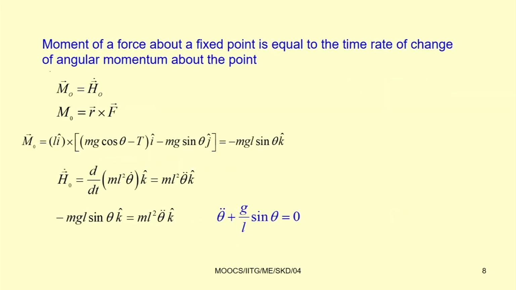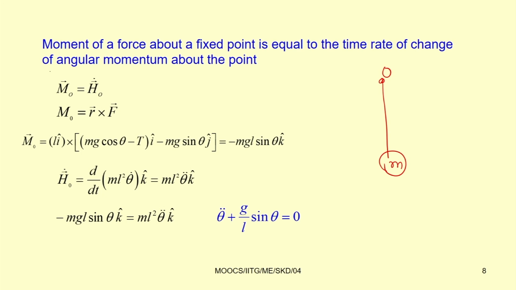Let us apply the moment method also to find this equation of motion. Here we applied F equal to mass into acceleration, but we can apply moment also. The moment of a force about a fixed point, here O, about which the mass m is rotating, is equal to the time rate of change of angular momentum about the point. That is, M0 equal to H0 dot, or d by dt of H0.